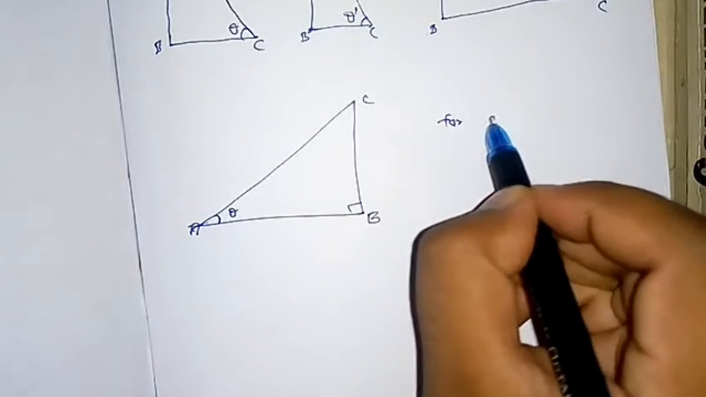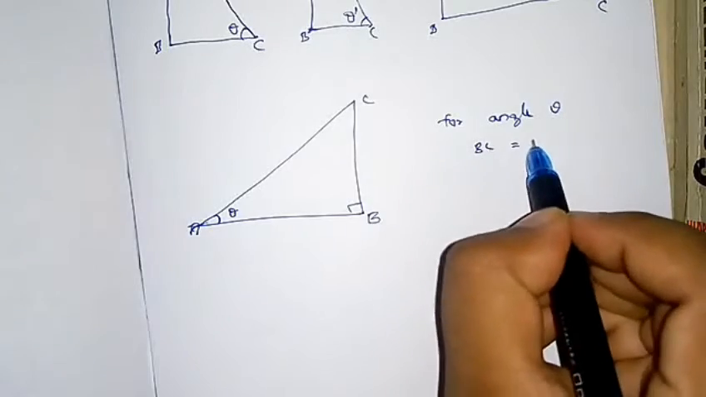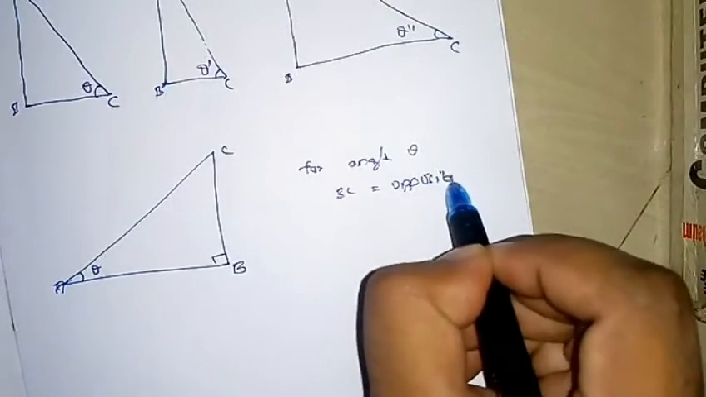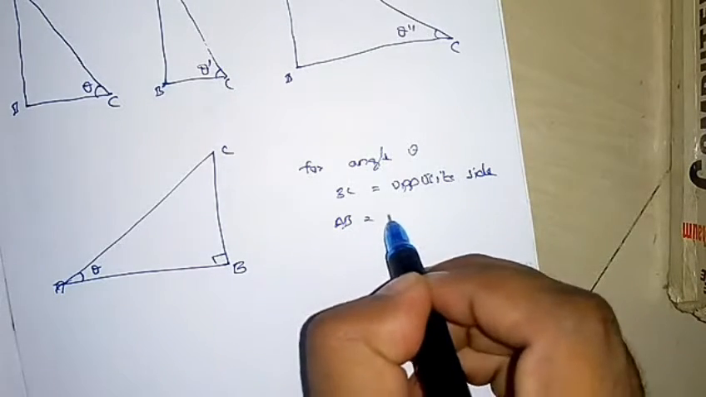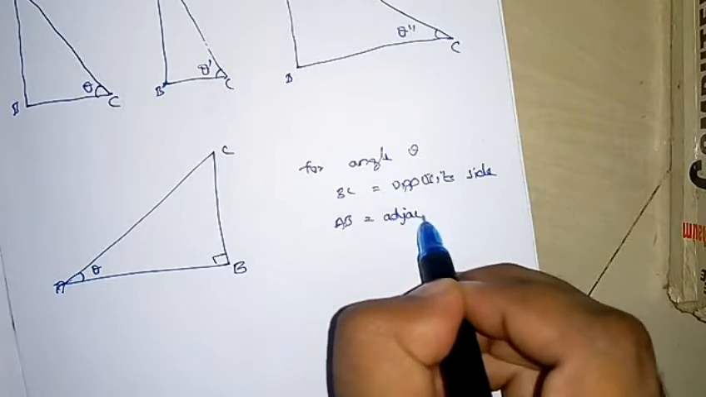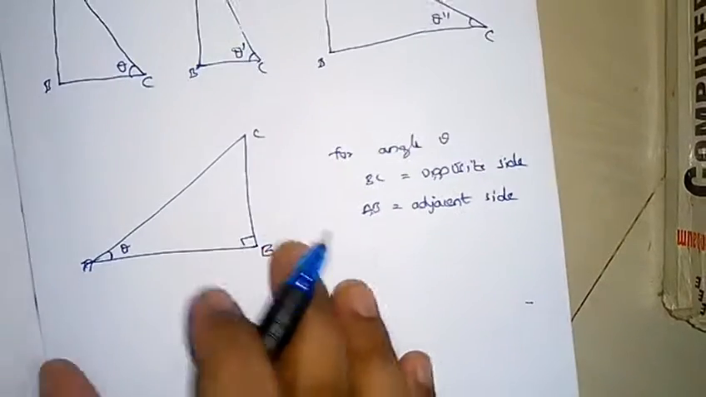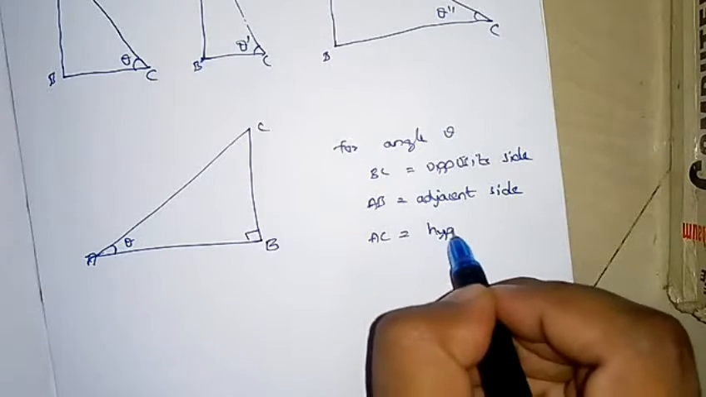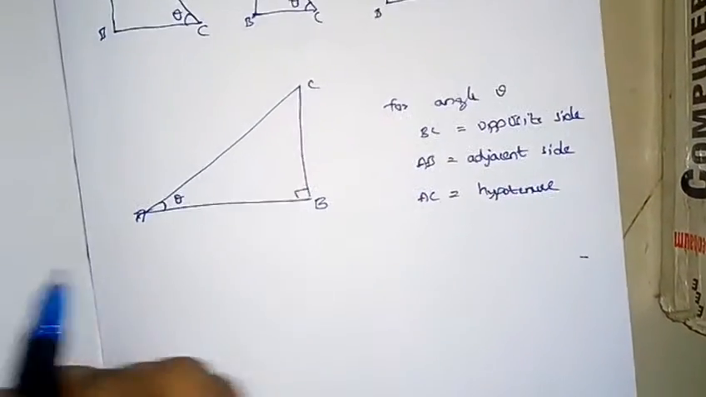For angle theta, BC is equal to the opposite side. AB is equal to the adjacent side. AB is the adjacent side and AC is the hypotenuse. AC is the hypotenuse.